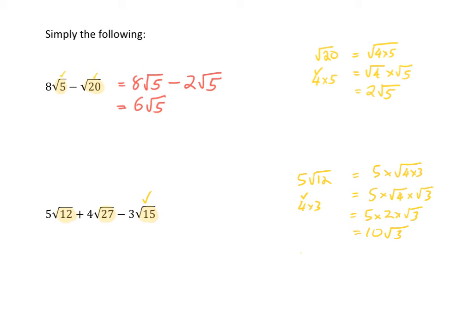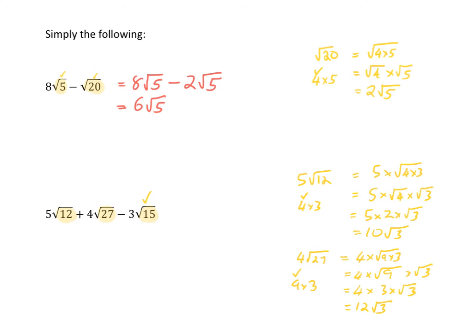And for the second, 4 times the square root of 27, the factors I'm going to use are 3 times 9, because 9 is the perfect square. So that's going to equal 4 times the square root of 9 times 3, equals 4 times the square root of 9 times the square root of 3, equals 4 times 3 times the square root of 3, equals 12 times the square root of 3. So now that I have gone ahead and simplified, I can rewrite my original equation.